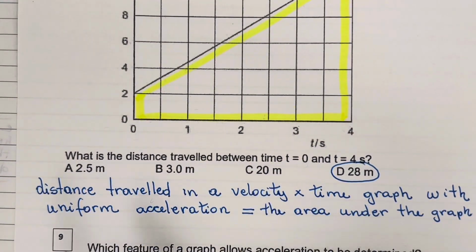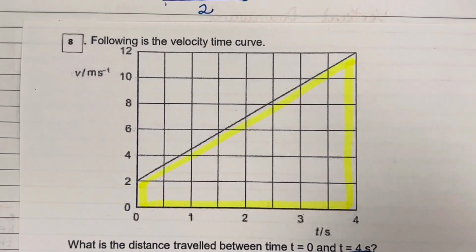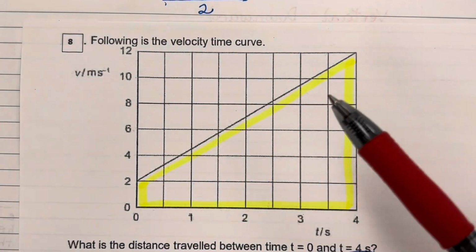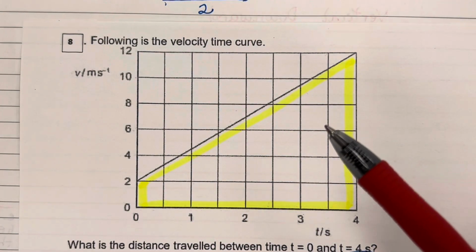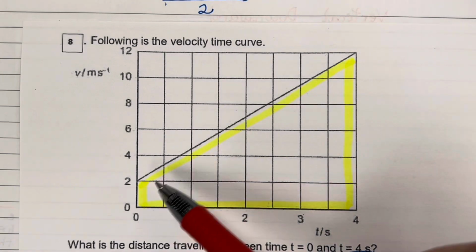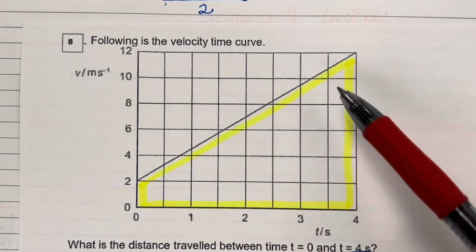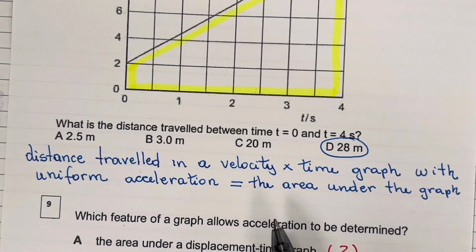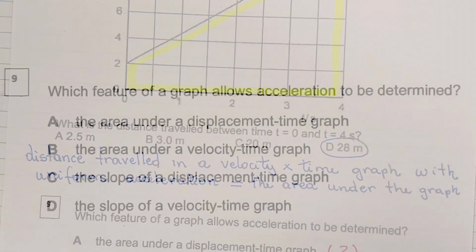So again, the distance traveled in a velocity time graph with uniform acceleration. It's important you understand this. The uniform acceleration, how do we know? Because this is a straight line. If it's a curve, we cannot do this. Not for curves, just for lines. Okay, so the distance with uniform acceleration is equal to the area under the graph.